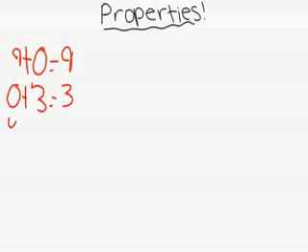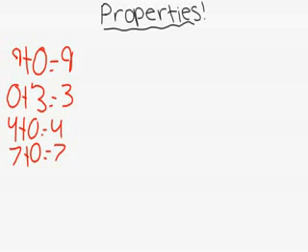4 plus 0 equals 4. 7 plus 0 equals 7. 2 plus 0 equals 2. And 0 plus 8 equals 8.